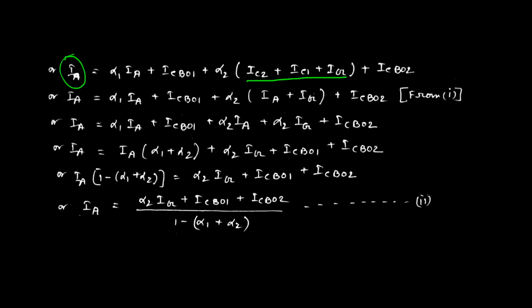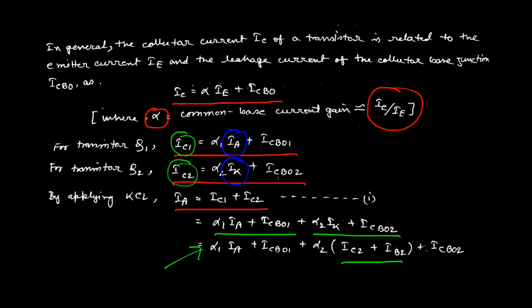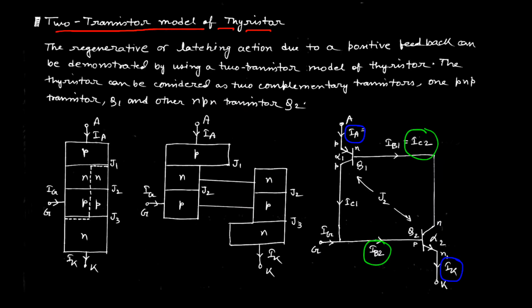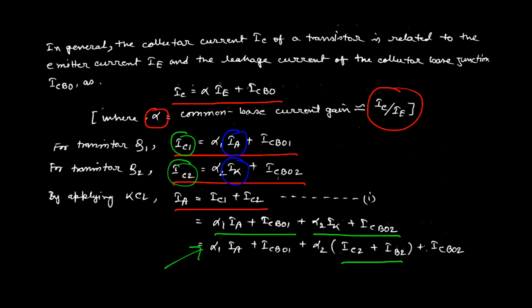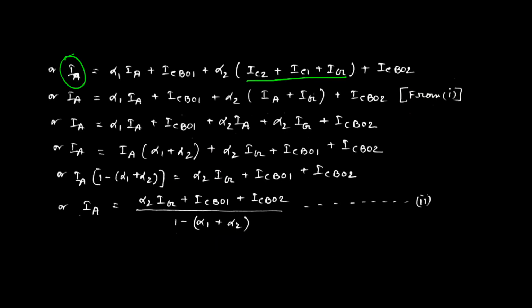As we know, IB2 is coming from this current and this current, which can be represented by IC1 plus IG. That is why IB2 can be replaced by IC1 plus IG. That means we can say IC1 plus IG.